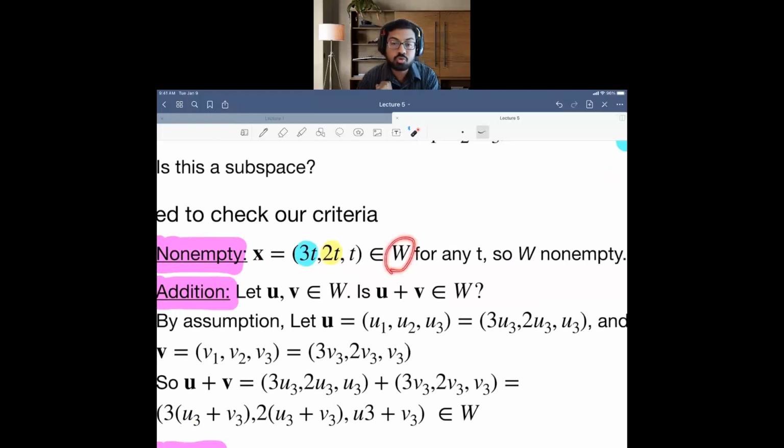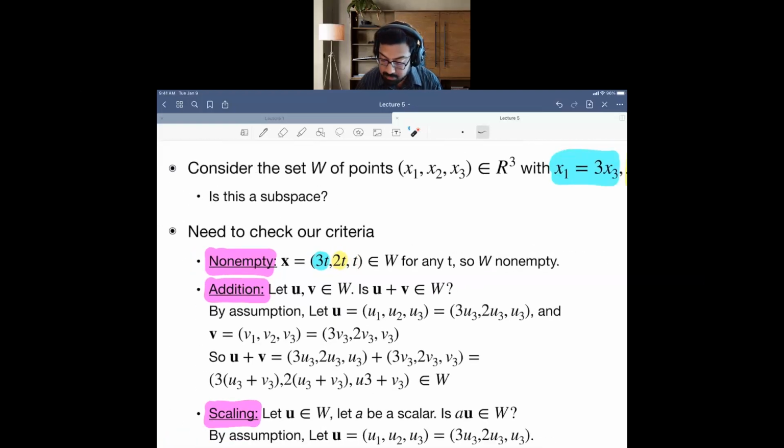This also belongs to the subspace W for any t, right? If you put any t, 1, 2, 3, of course 0 will also satisfy, and we have already seen that the 0 vector is going to be part of any subspace. So that is true when t is 0 here. But when t is 1, 2, 3, and so on, you will always get a vector x with first element being 3 times the last one, second element being 2 times the last one, whatever t we assume, right? So this essentially proves that W is going to be non-empty.